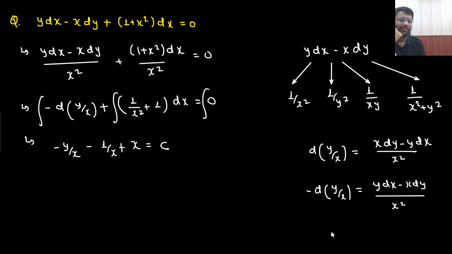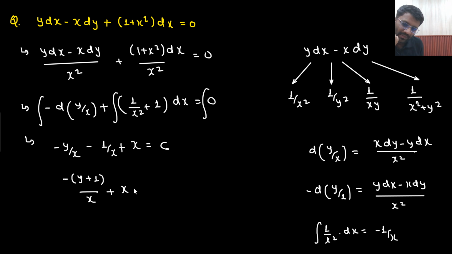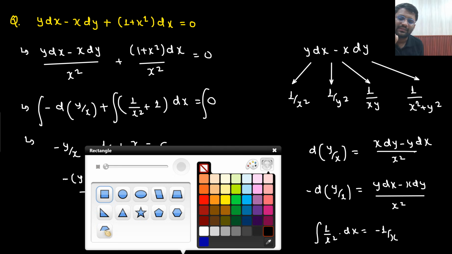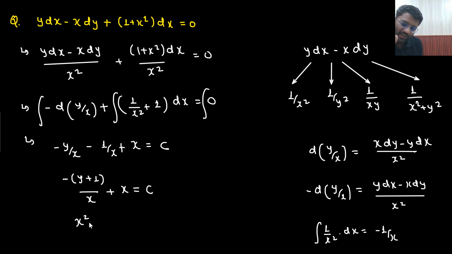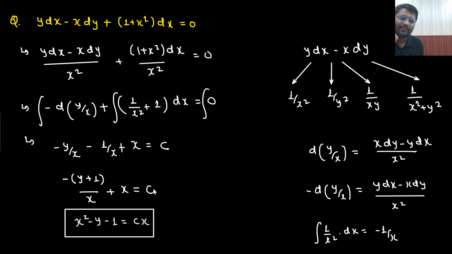What is the integration of 1 by x square dx? That is nothing but minus 1 by x. Right? What is the integration of 1? Integration of 1 is x plus c. This is the answer that you are getting. So minus y by x minus 1 by x plus x equals c. Or you can write x square minus y minus 1 equals cx. This is the answer that we have.